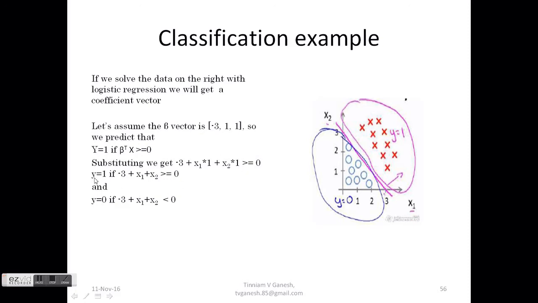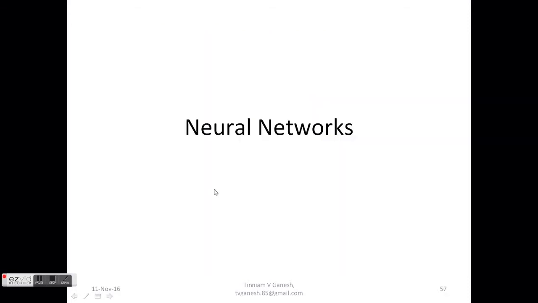So y is equal to 1 when this is greater than 0, and y is equal to 0 when this is less than 0. I say this because if I use this left hand side as the input to the sigmoid function, when it is greater than 0, the sigmoid will asymptote to 1, and when it is less than 0, it will asymptote to 0. Okay, now let us look at neural networks.